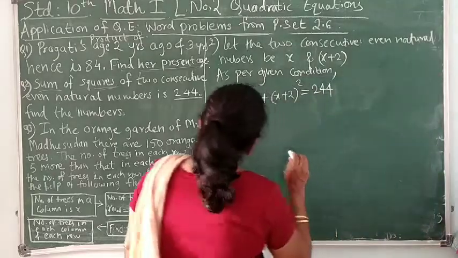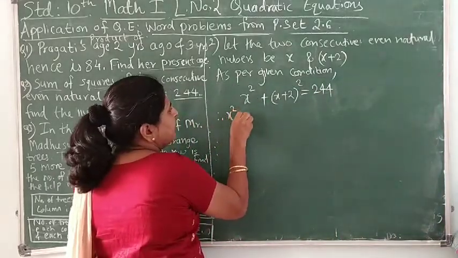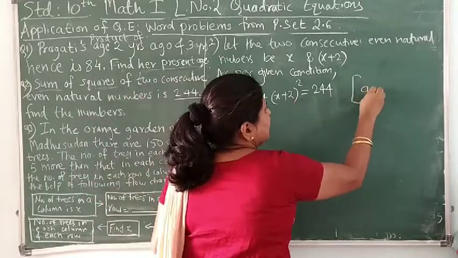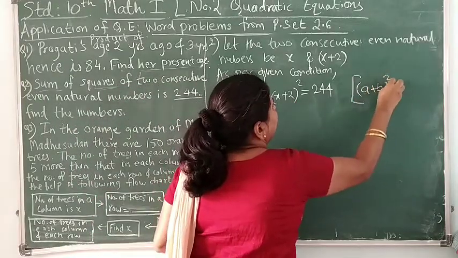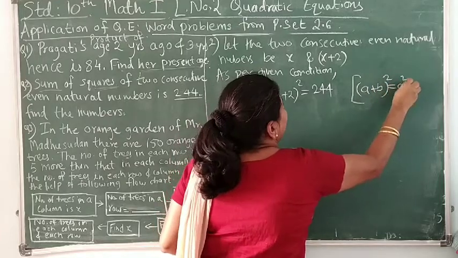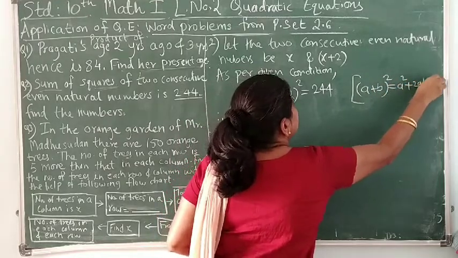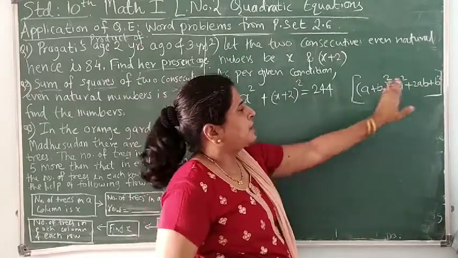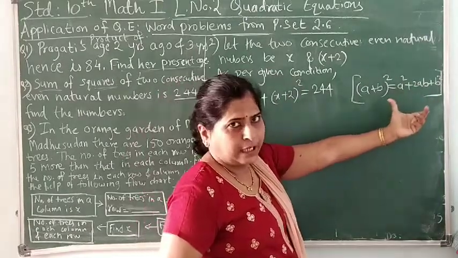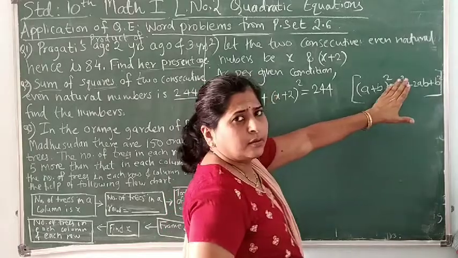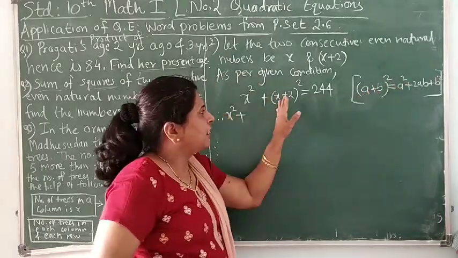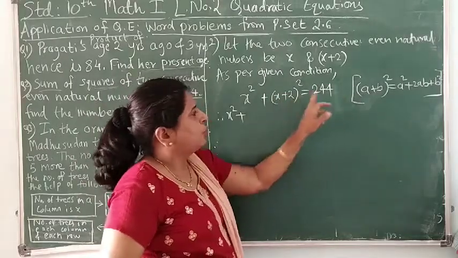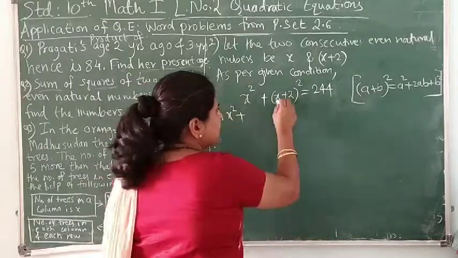Okay. Now let's solve. So x square will be as it is. Now here we are supposed to use the expansion formula of a plus b the whole square, that is a square plus 2ab plus b square. If you want, you can write this formula on the right side corner in a bracket. Okay. And using the guideline of the formula, you can apply this over here. a is here x and b is here 2.